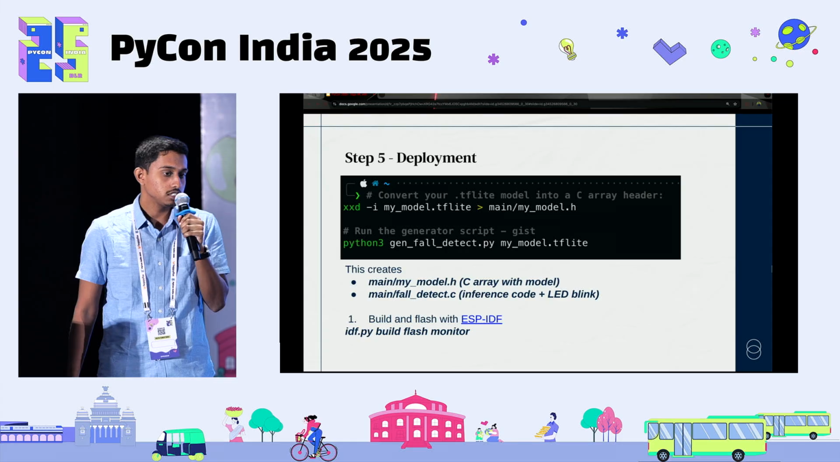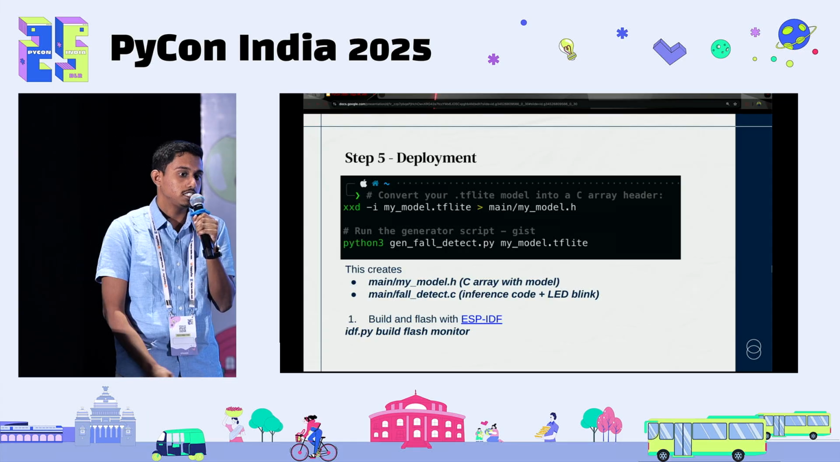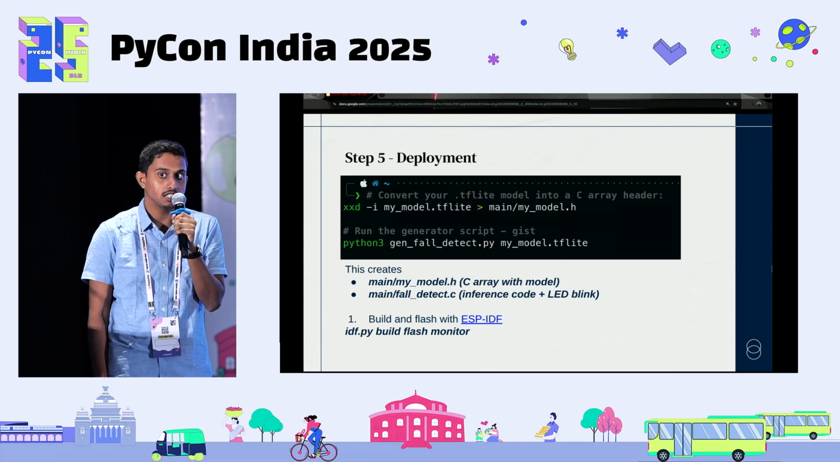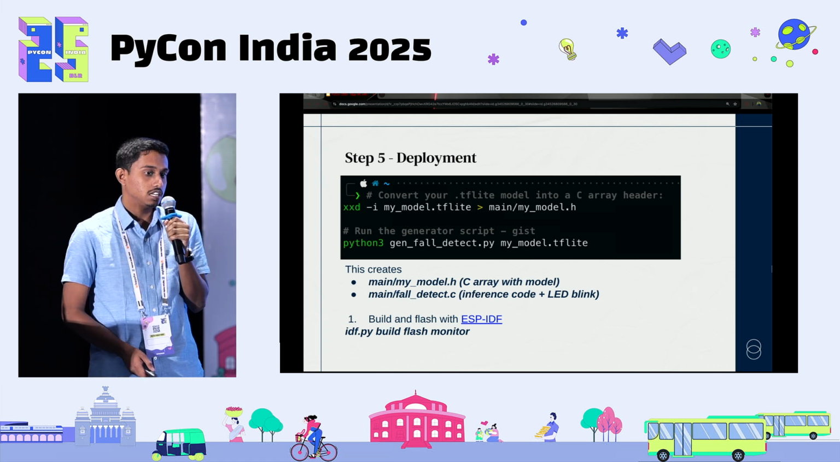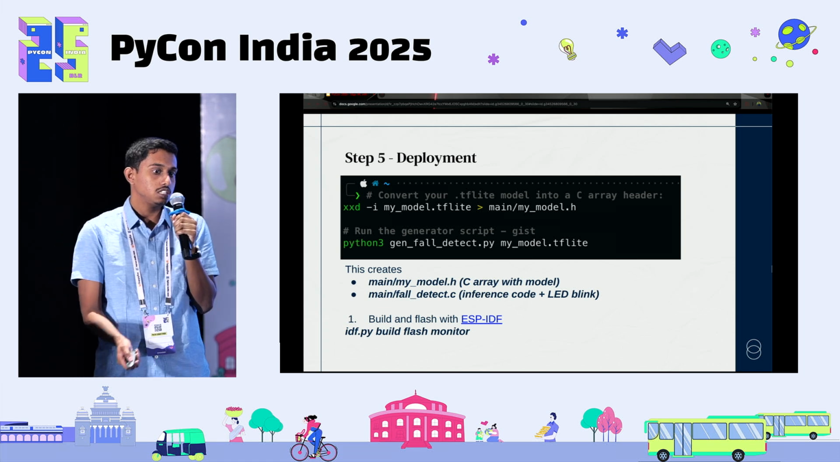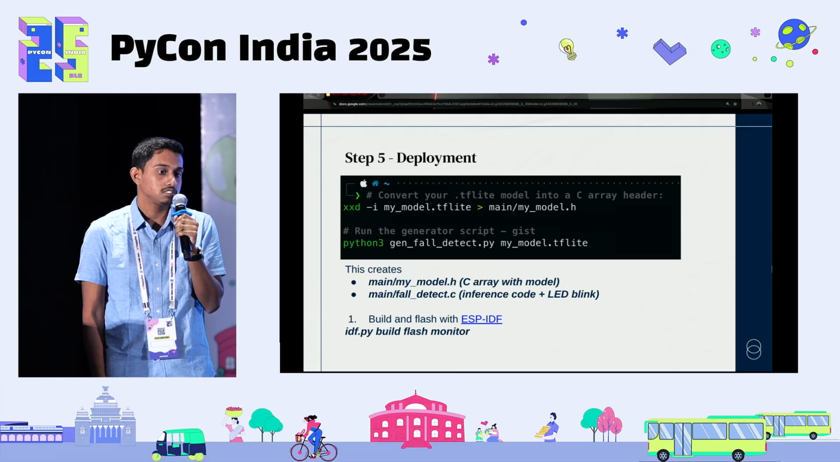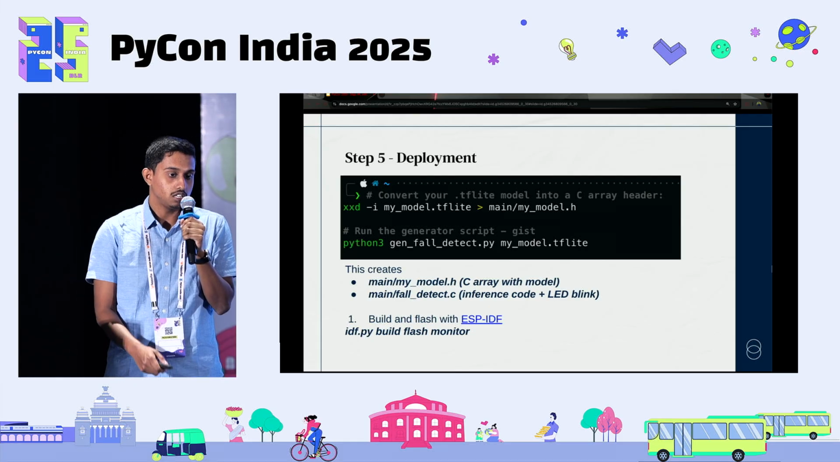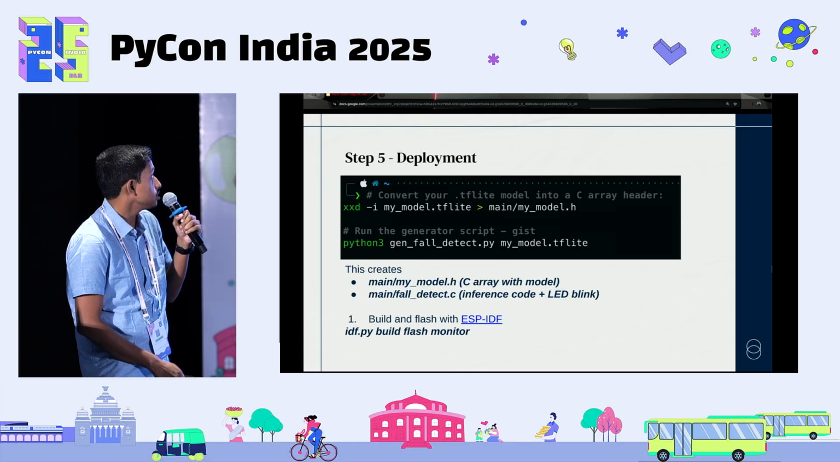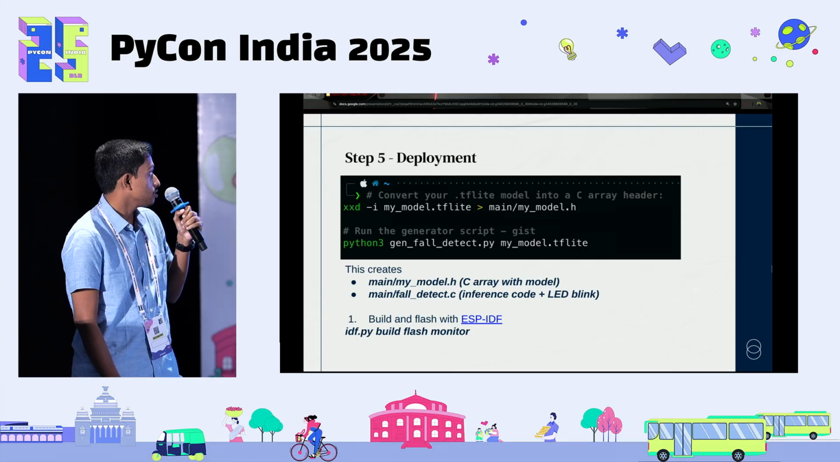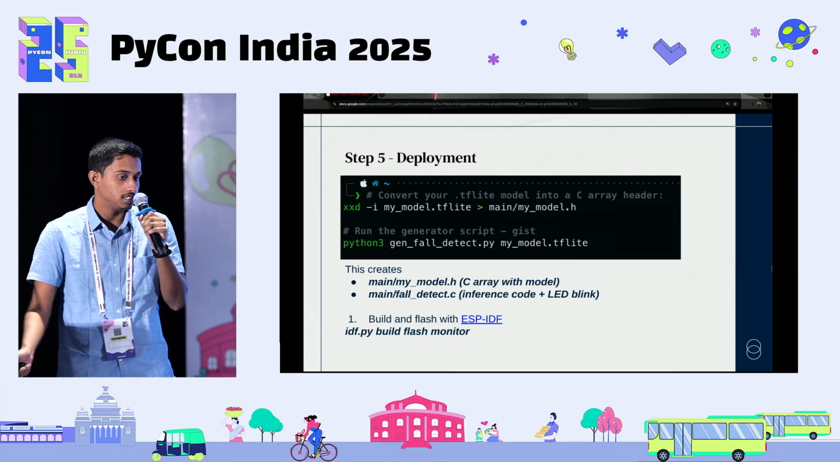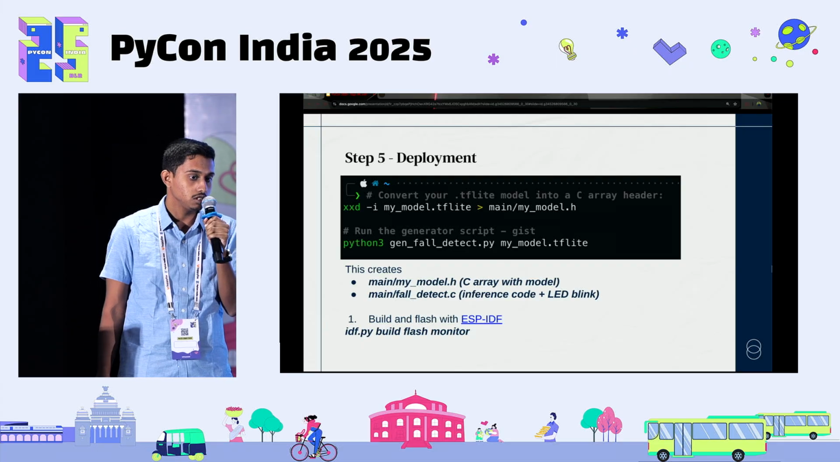So if we look at the gen fault detect.py, it just says that if there's a huge change, you just print or blink the LED, and that we are converting using TensorFlow Lite into something that is understandable by the microcontroller. So the script is linked at the end of the slide, so you can always look into it.